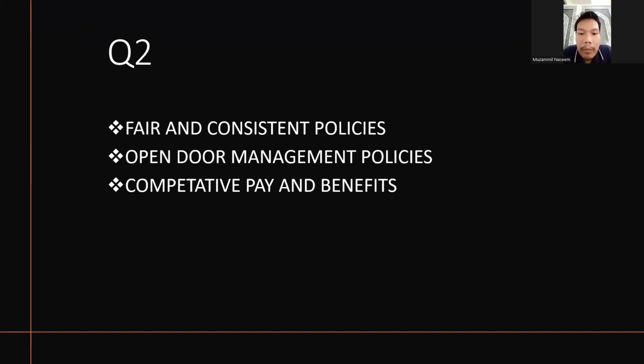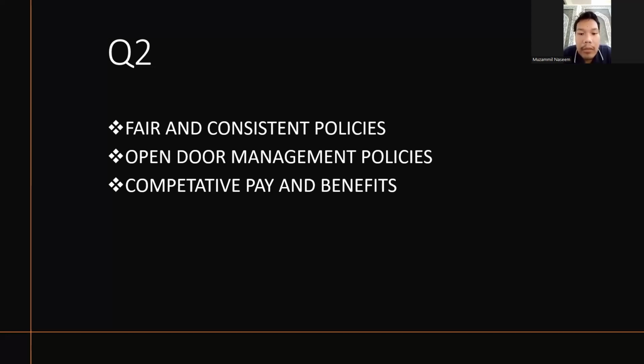By practicing open door management policies, it will discourage employees from joining the trade union because the employees feel satisfied with employers who take care of their rights. Because one of the reasons why employees join a trade union is because they want to fight for their rights.